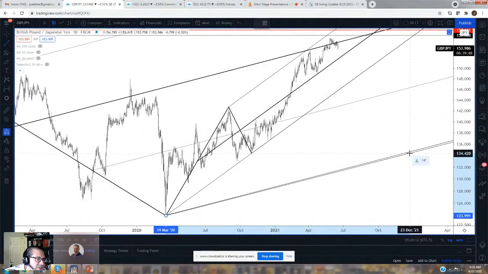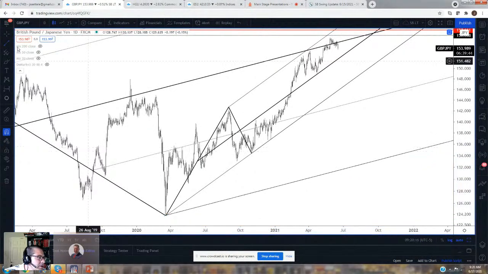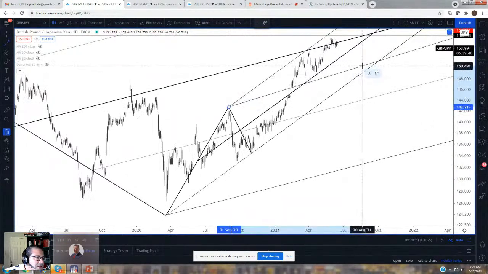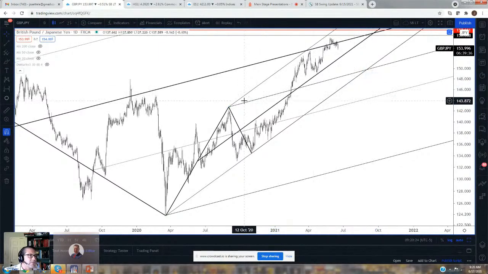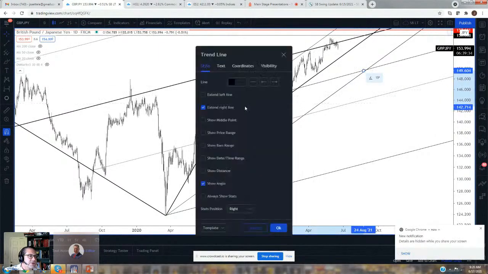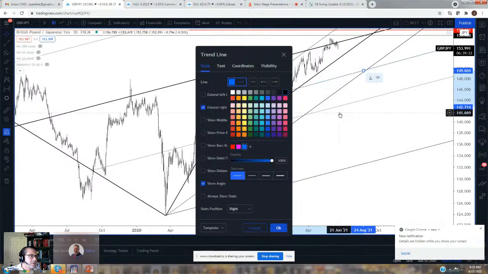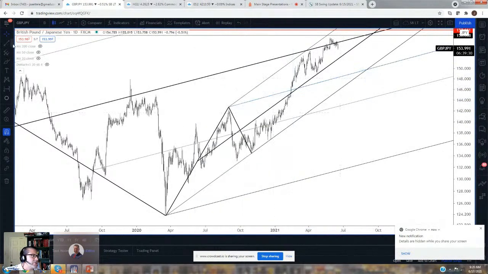I always do everything on log scales if you do the angles. But if we do 15 degrees there and then put a 15 degrees here, this would be a level that I would be paying attention to. So it happens to intersect with this high.